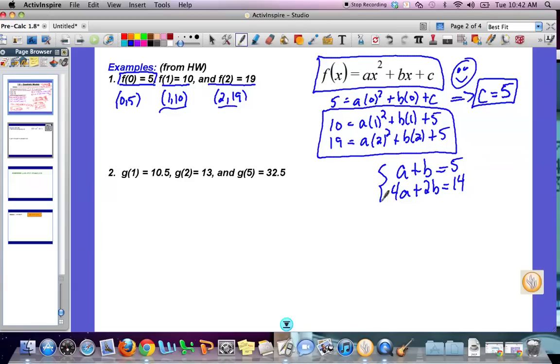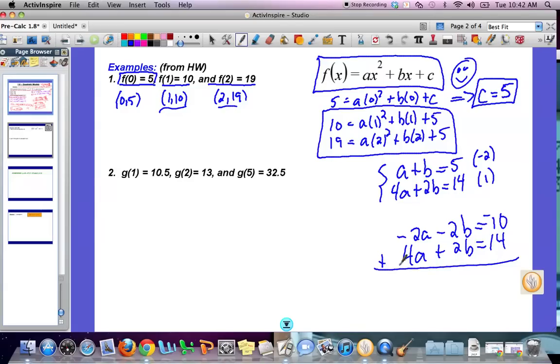I would eliminate the b by multiplying this one by -2 and this one by 1. So if I multiply the top one by -2, I have -2a minus 2b equals -10. The bottom one I multiplied by 1, so it stays exactly the same. When you add those, your b's are eliminated. You have 2a equals 4, so a equals 2. Now you're 2/3 done.